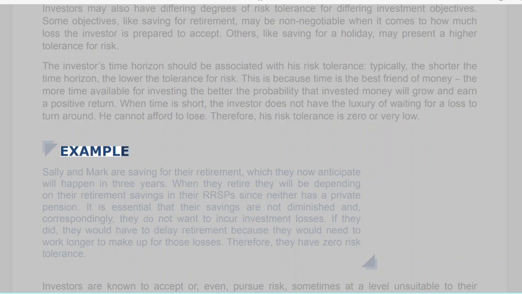Example: Sally and Mark are saving for their retirement, which they now anticipate will happen in 3 years. When they retire, they will be depending on their retirement savings in their RRSP since neither has a private pension. It is essential that their savings are not diminished and, correspondingly, they do not want to incur investment losses. If they did, they would have to delay retirement because they would need to work longer to make up for those losses. Therefore, they have zero risk tolerance.